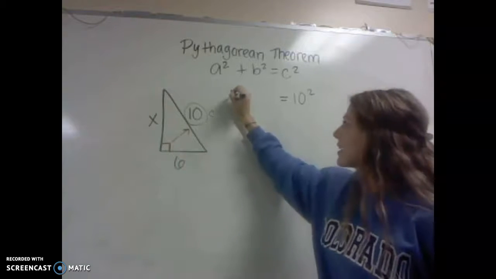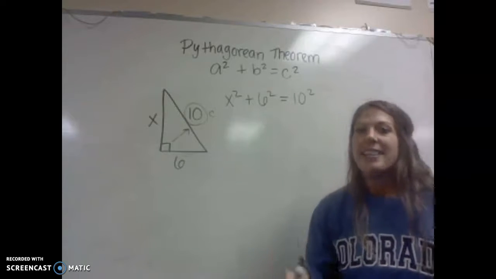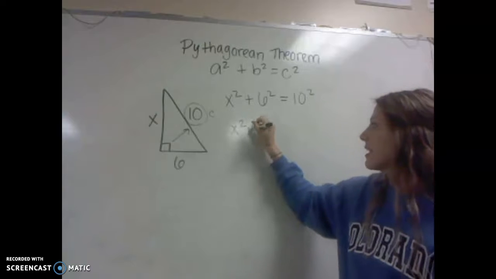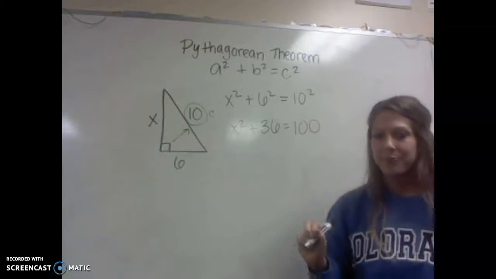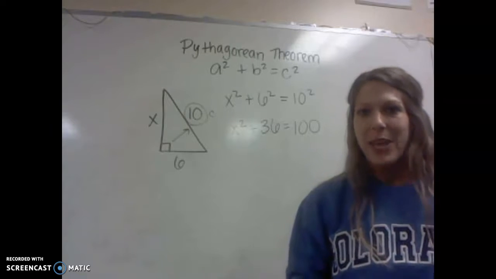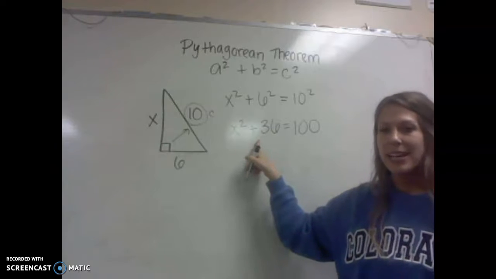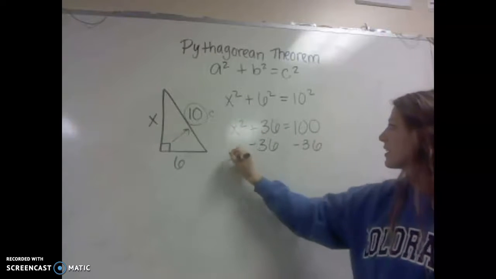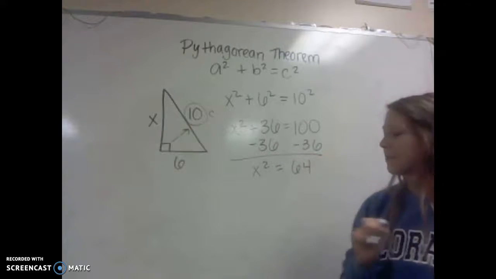I'm going to start with x squared plus 6 squared equals 10 squared. Then we go through and we square everything. X squared is just x squared. 6 squared is 36, and 10 squared is 100. Alright, now from here, all we're trying to do is get x by itself. So to do that, our first step needs to be to subtract 36 from both sides. So to get rid of a plus 36, we subtract 36. So x squared equals 64.